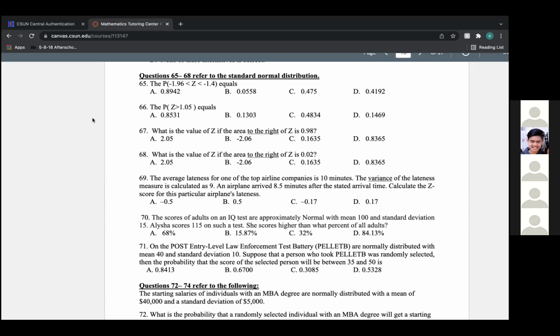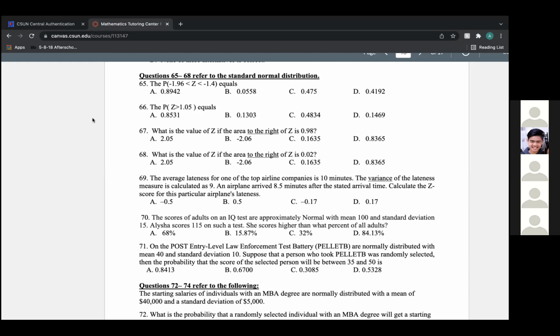Okay. Next, we want the value to the right to be 0.98. The area to the right should be 0.98. So we're looking for the value of Z if the area to the right is 0.98. How do I do that on the calculator? Although you can probably do that in your head. How do you find Z on a calculator? Like the value of Z? Because I know how to do the P with normal CDF.